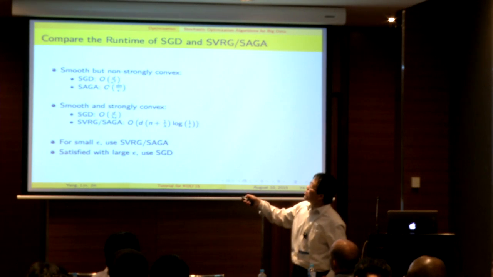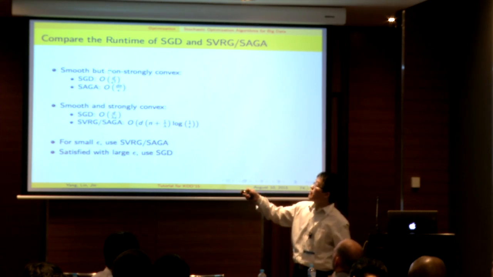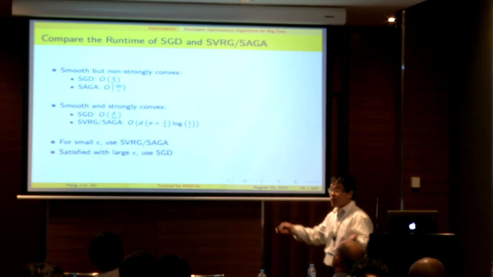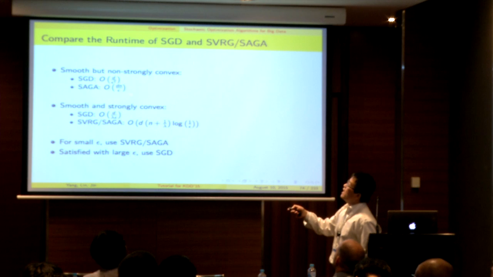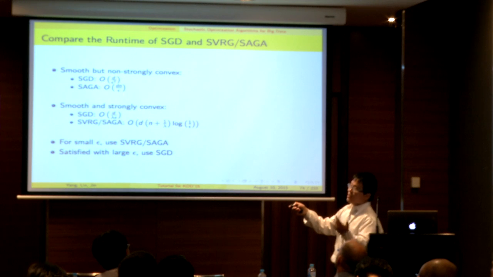For small epsilons, Saga is better because it requires 1 over epsilon iterations. However, the other one requires 1 over epsilon squared. But the good thing is that SGD does not have an n here, because it only samples one data point at a time. But here, it really has an n.